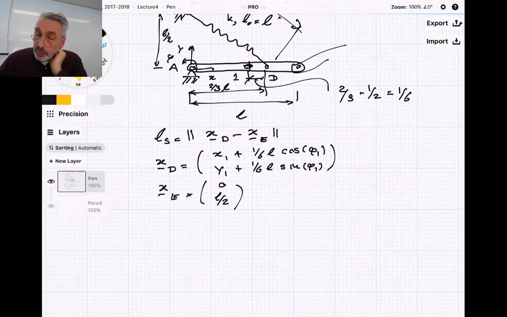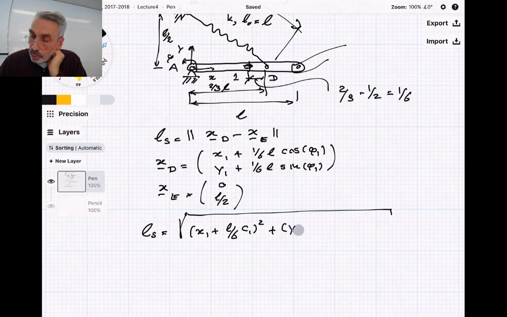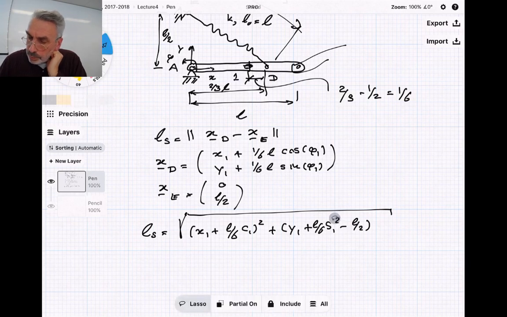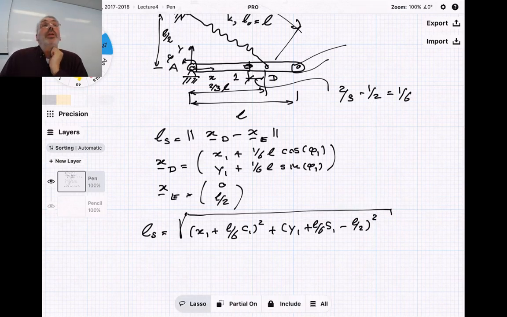So calculating the length of the spring is taking the square root of, well, we have to subtract the x's, so that is x1 plus L over 6 cosine phi 1, squared, because there's a 0, and then plus the y coordinates: y1 plus L over 6 sine phi 1 minus L over 2, squared. So then we have the length of the spring.